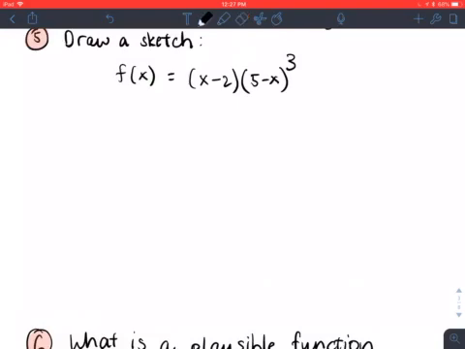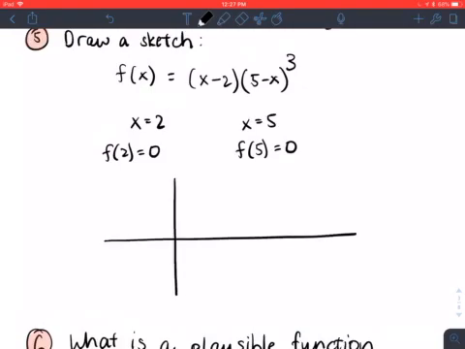So we can immediately see that there are two zeros, one at x equals 2 and one at x equals 5. This means that when we plug in 2 to the function, we get f of 2 equals 0 and f of 5 equals 0. So we will have zeros at these 2 points.